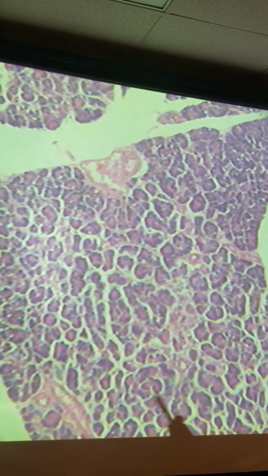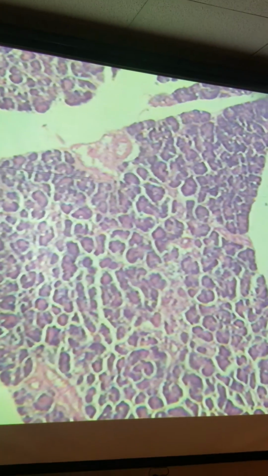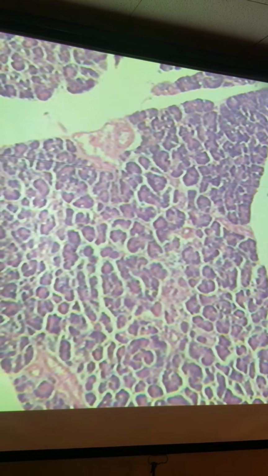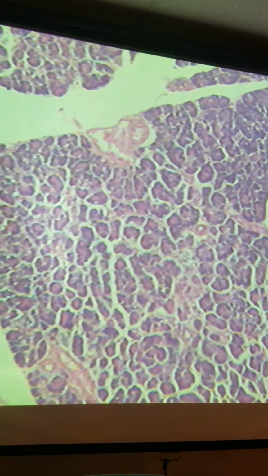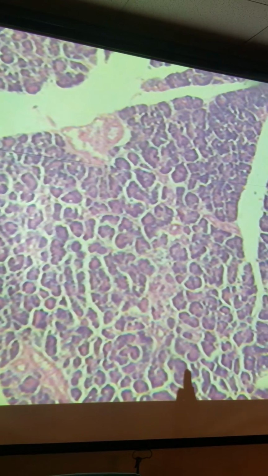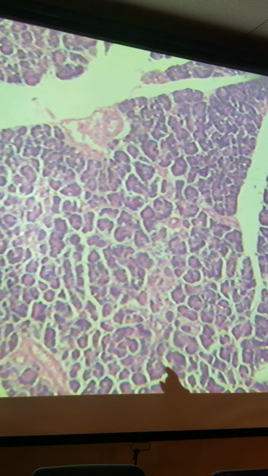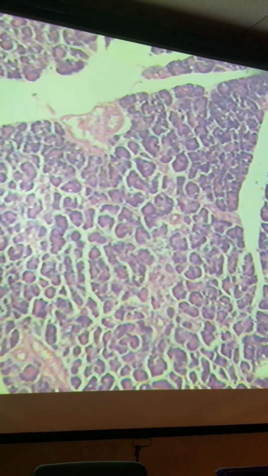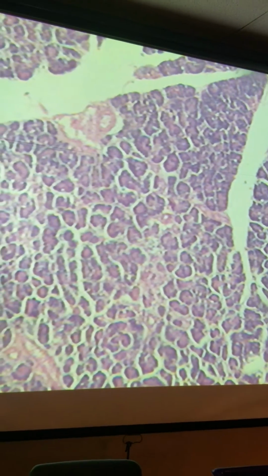So these cells make your lipases, your nucleases like DNases and RNases, trypsin, chymotrypsin, carboxypeptidase, bicarbonate. You got to keep straight: the pancreas produces bicarbonate. The liver produces bile. Two different things. So that should be reviewed.